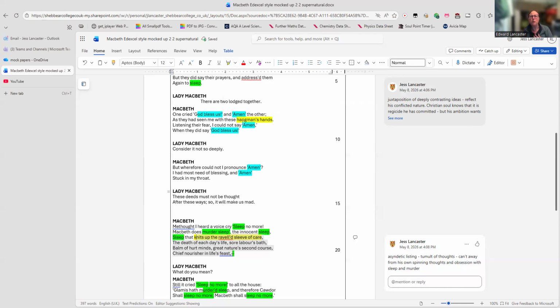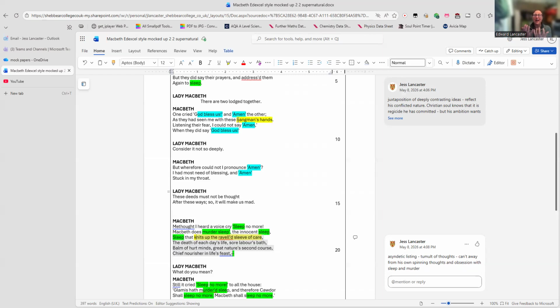One last thing that we can have a look at here. Look at this beautiful alliteration. Hangman's hands. And look at the breathing of that alliteration. It's like it's sighing from the depth of his soul. They'd seen me with these hangman's hands. And there's probably a hidden stage direction there. His hands are literally covered in blood. He's seen me with these, and he sees the horror of it, and he can't get the words out.